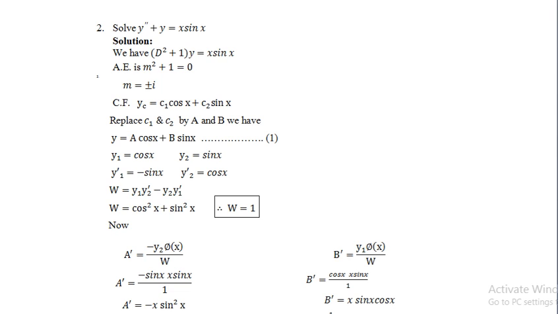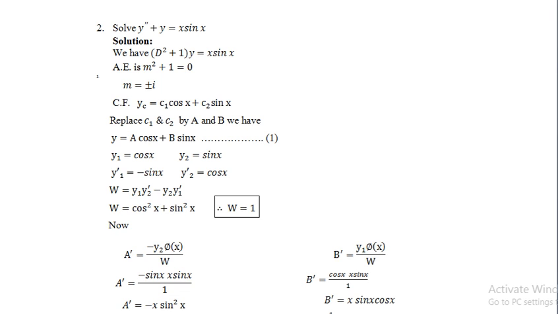So now we are calculating the Wronskian by using the formula w equal to y1 y2 dash minus y2 y1 dash. So y1 y2 dash, cos x into cos x is cos square x, minus y2 y1 dash. So y2 y1 dash, sin x into minus sin x is minus sin square x. So minus into minus is plus here, so plus sin square x, and sin square plus cos square is 1. So w equal to 1, which denotes that w is not equal to 0.